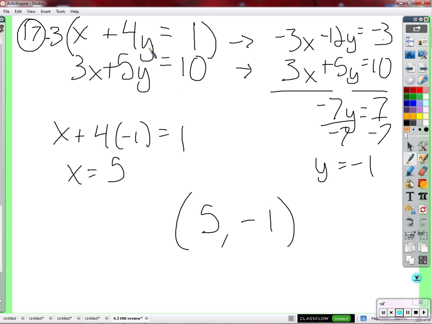Think about finding a solution to this equation so that both sides are equal. If I were to multiply both sides by negative 3, it would still be equal. So what I'm saying is this equation and this equation are not different equations. They're the same equation. They have the same solution. Any x, y that works in this equation will work in this equation as well. So whichever equation we use, they will all work. So there's our solution, 5, negative 1.